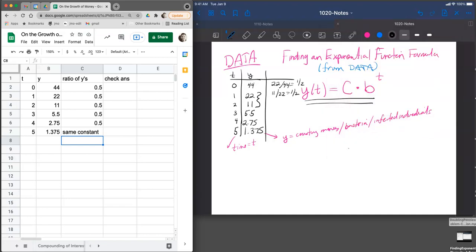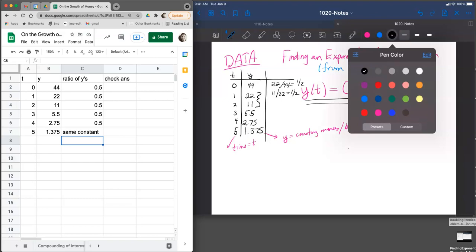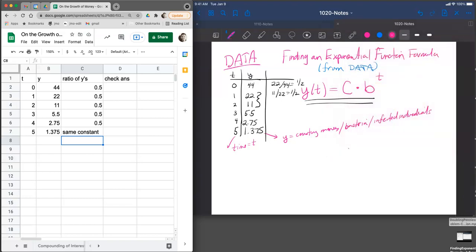Now let's go through it. You can pick any two consecutive data points, but I always think it's helpful to choose the first two. The reason is that one of the times is 0, so this is the initial time and this is the initial count of y. Then we can choose our first time to be 1, and 22 is our first y value.